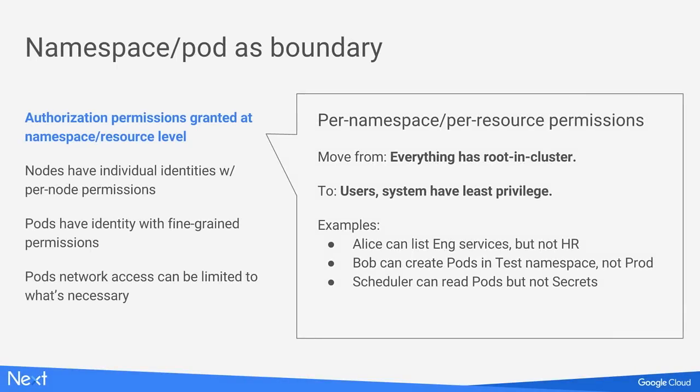So authorization permissions at the namespace resource level. We'd like to move that to per namespace per resource permissions. Today, everything has root in cluster. And that means that cluster is a boundary. Instead, what we'd like to do is take advantage of this security principle, least privilege, which should be familiar to many people in security, right? And so the users and the system should have the least privilege possible, also the workloads. So for example, if one user of the cluster is Alice, we want to make sure that she can list the engineering services because she's a member of that team, but she shouldn't be able to go and pull down HR profiles, offer letters, things like that.